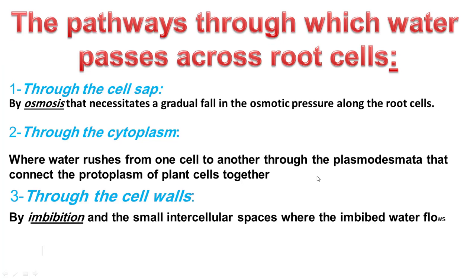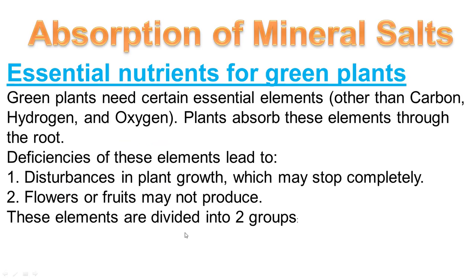The pathway through which water passes across root cells: subvacuole, osmosis, cytoplasm, where water rushes from one cell to another. Okay, plasmodesmata that connect the protoplasm of plant cells together through the cell wall, imbibition, and small intercellular spaces where imbibed water flows. Absorption of mineral salts.